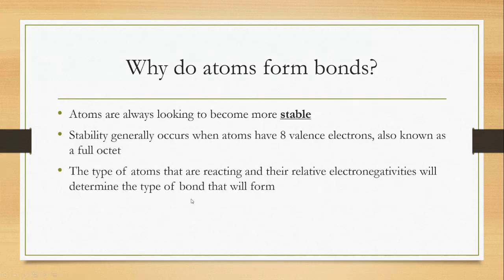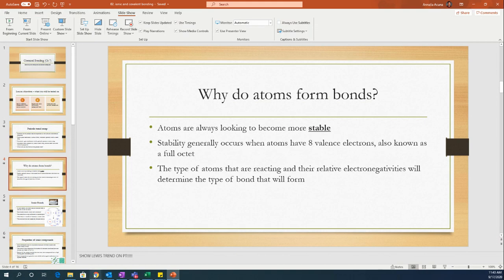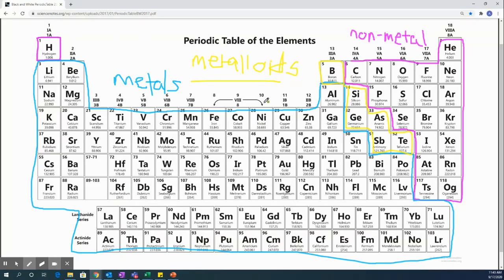Let me show you one more trend on the periodic table before I move on. And that is just our number of valence electrons. So everything in our group 1 is going to have 1 valence electron. In group 2A, we have 2 valence electrons, 3 valence electrons in 3A, 4 valence electrons in 4A, 5 valence electrons, 6, 7, and 8.